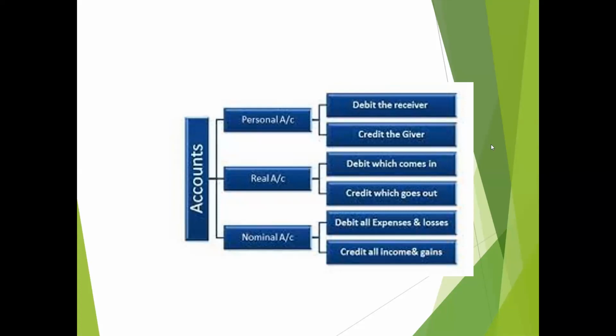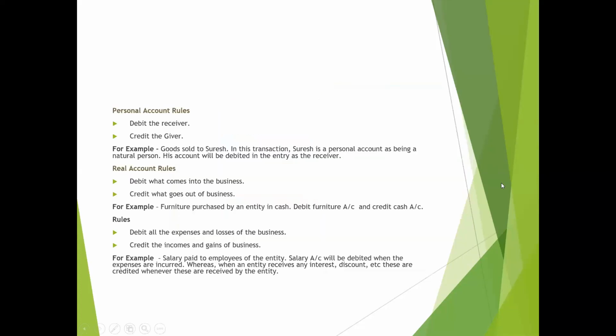So the next one, for example, the personal account rule: debit the receiver and credit the giver. For example, goods sold to Suresh. In this transaction, Suresh is a personal account because it's an individual person's name.